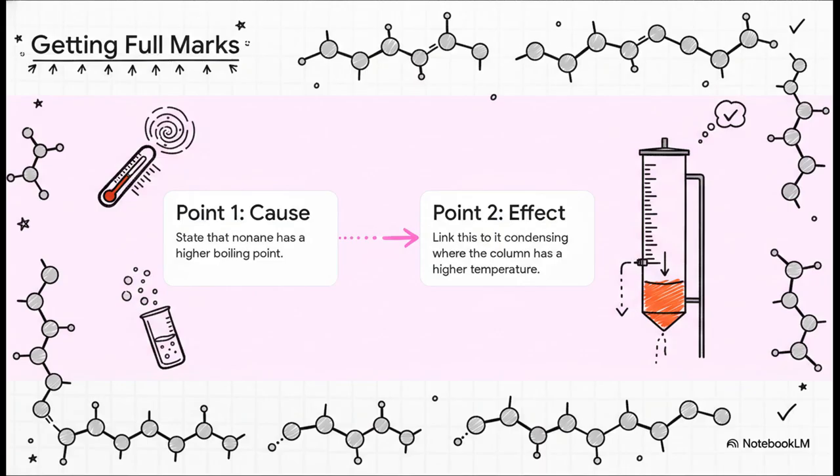So how do you grab both of those marks? Well, the mark scheme breaks it down into 2 crystal clear steps. First, you have to state the cause. Nonane has a higher boiling point. That's mark number 1. Second, you state the effect. Because of that, it condenses where the column is hotter, which is lower down. That's your second mark. Cause and effect, boom.